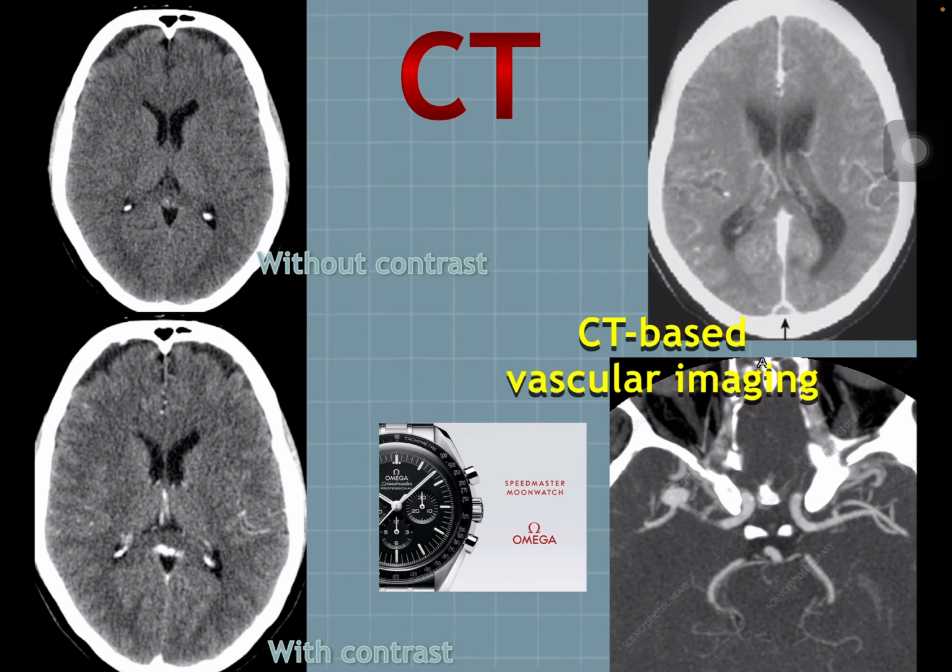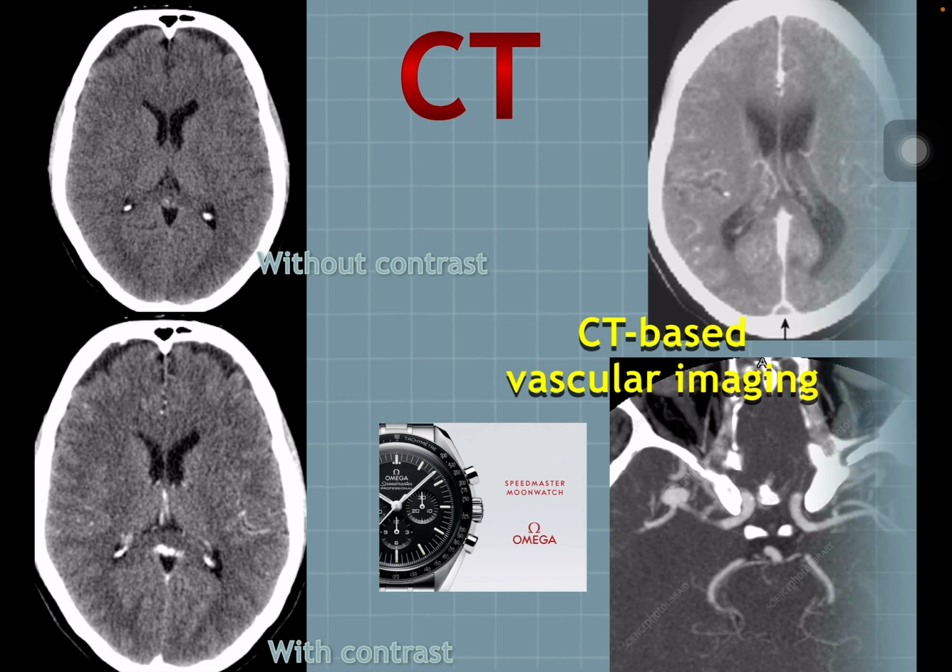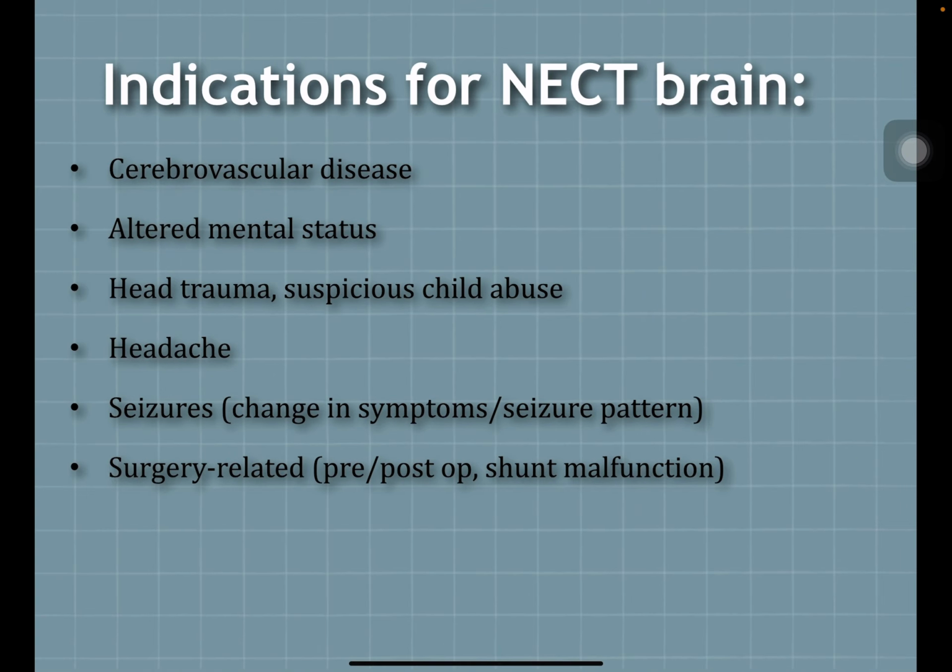Next is an example of a contrast-enhanced study, as evidenced by contrast enhancement of the vessel. Next is an example of CTA for evaluation of the circle of Willis. In general, the workup starts with a non-contrast brain CT, and then we progress to contrast-enhanced CT or MRI when necessary.